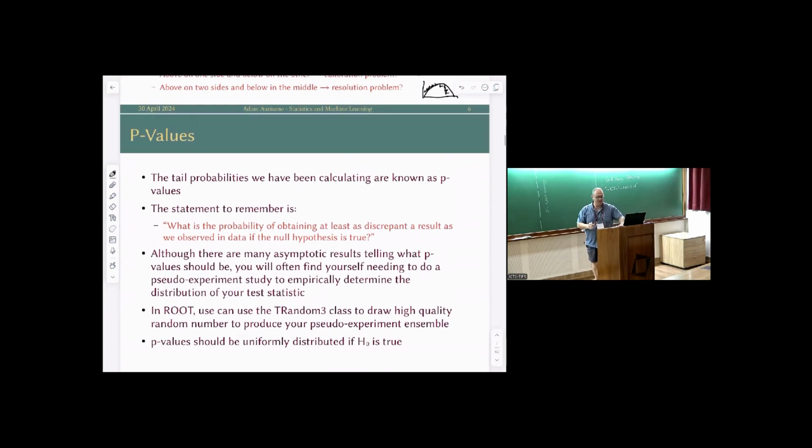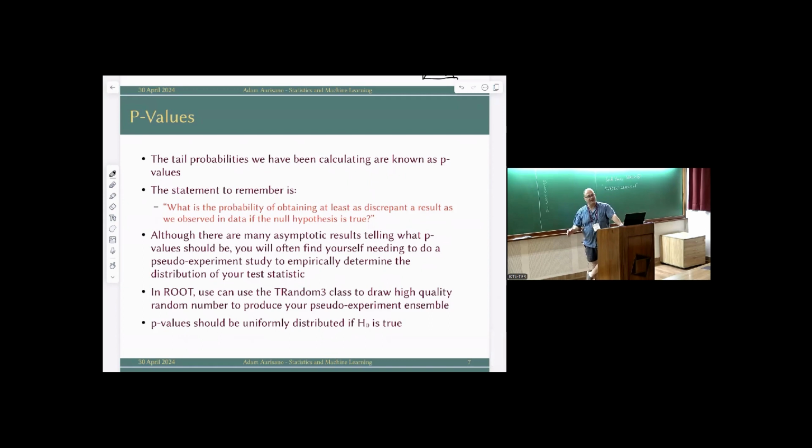Okay, now, these tail probabilities that we've been calculating to determine the significance in our tests are known as p-values, right? And they're the bread and butter of the frequentist way of doing hypothesis tests. So the statement you should remember whenever you're trying to remember how to do one of these is: what's the probability of obtaining at least as discrepant a result as I saw in data, if the null hypothesis is true?